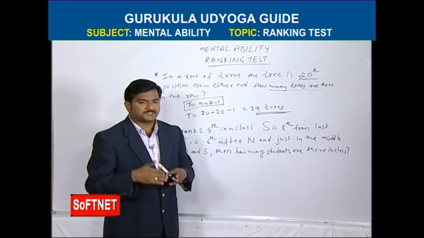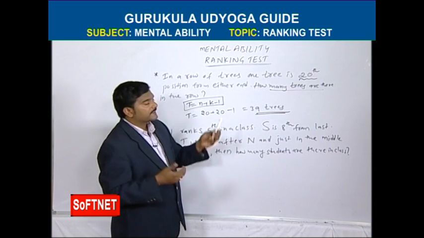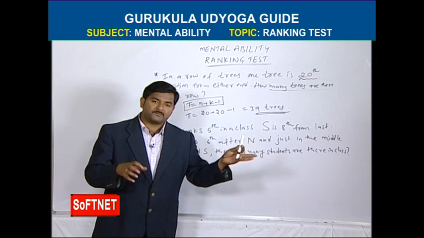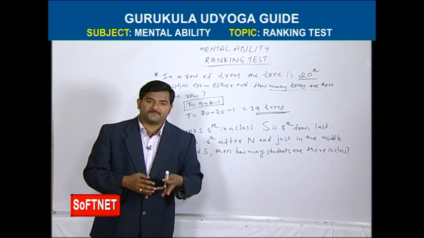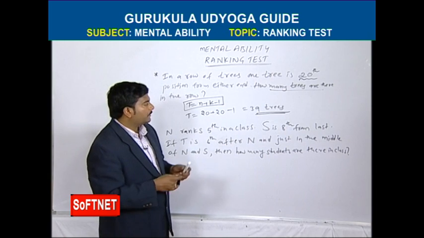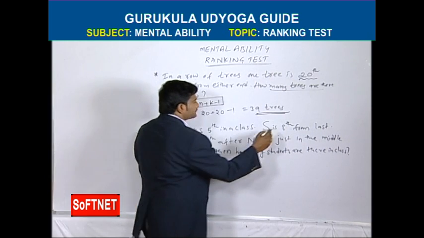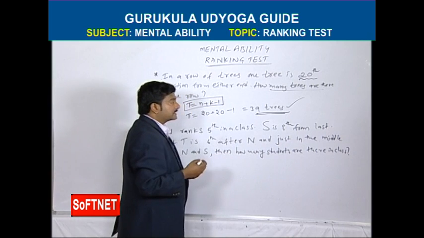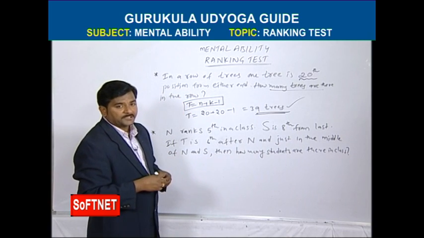Here, in the tree question, I am getting one tree's position from both ends. From left 20th only, from right also 20th only. I hope you understood this. Therefore, how many trees are there in the given question? There are 39 trees.